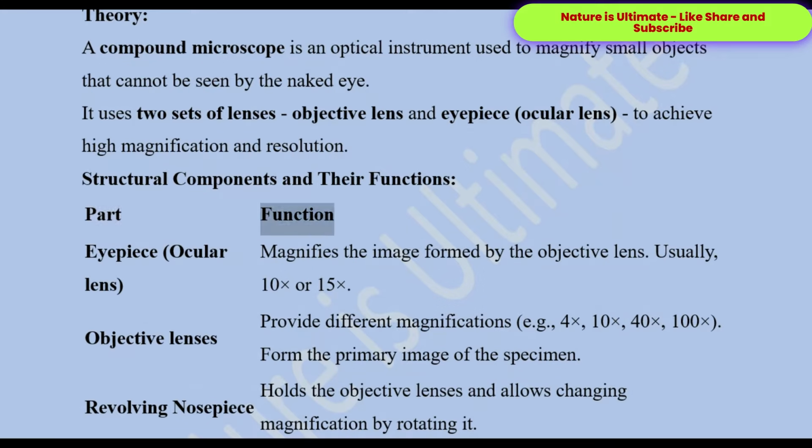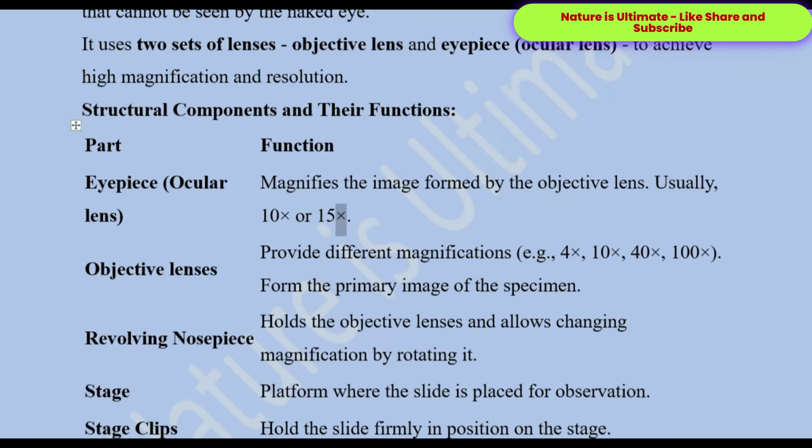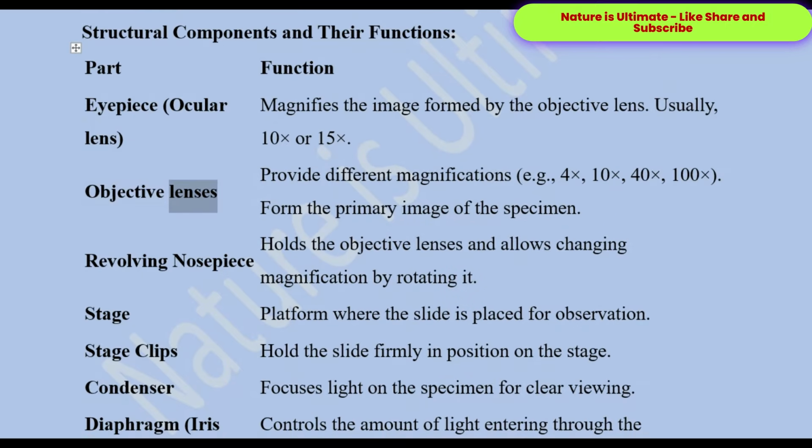Part, Function. Eyepiece (ocular lens): magnifies the image formed by the objective lens, usually 10 times or 15 times. Objective lenses: provide different magnifications, for example 4 times, 10 times, 40 times, 100 times. They form the primary image of the specimen.